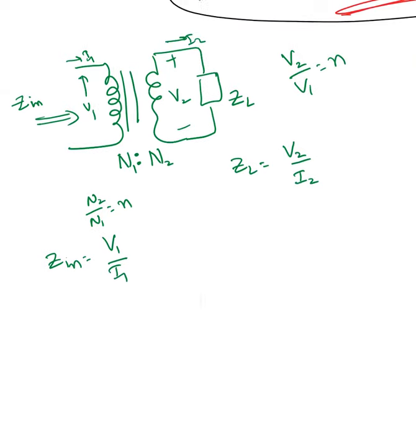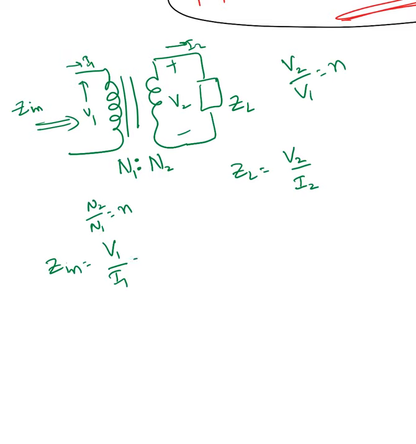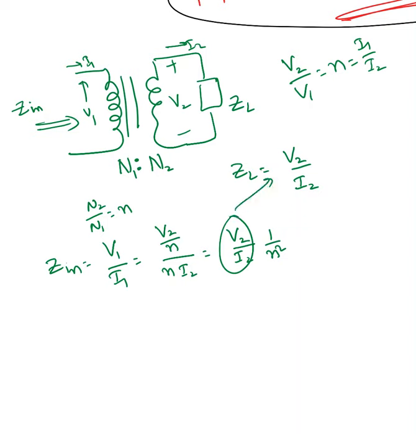So what I'm going to do, I'm going to substitute V1 equal to V2 over N. At the same time, I can write I1 over I2, so I1 equal to N times I2. So can I write this as V2 over I2 times 1 over N square? I already have V2 over I2 equal to ZL. So ZL over N square.